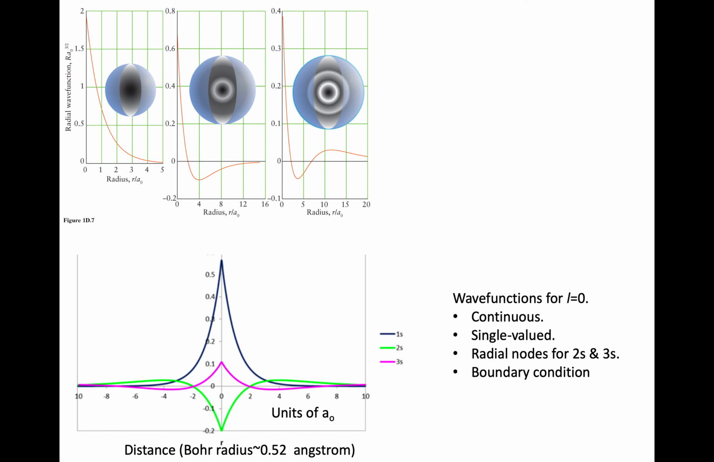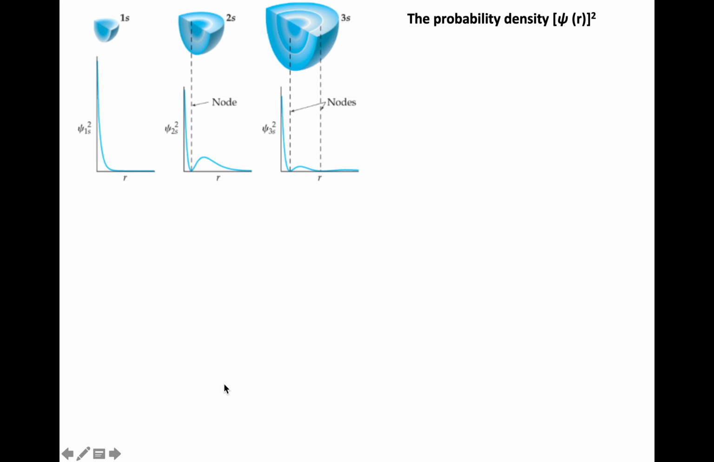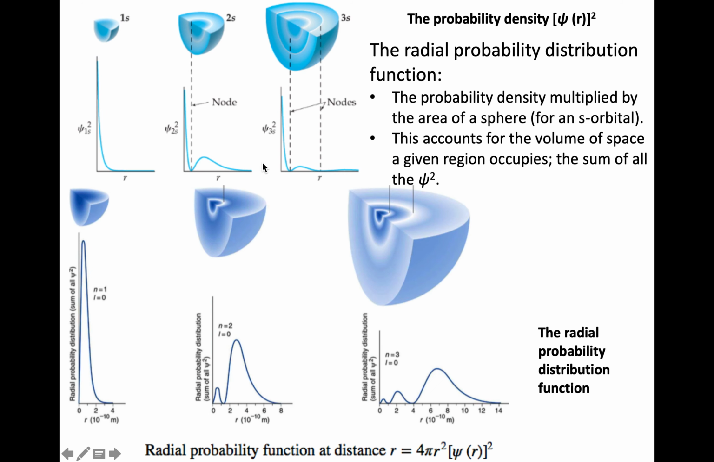Notice that we have radial nodes beginning not for the 1s, but for the 2s and 3s. Those would be the instances in which it crosses the 0 value. And then also the boundary condition here is that if you move out far enough, you're going to have 0 probability of finding the electron. So that's why we see all of them converge as the distance gets larger and larger away from the nucleus. So these would be then the different probability density functions. We've taken the wave function and squared it for the 1s, the 2s, and the 3s.